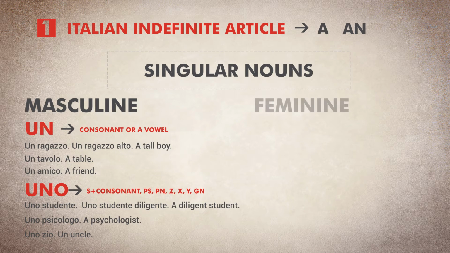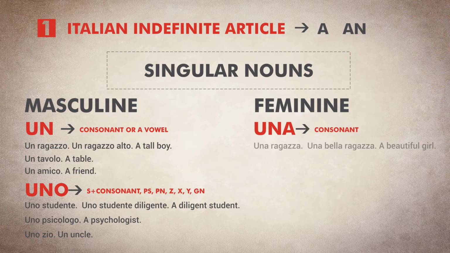Now, the feminine gender. The rules are: number 1. Una, if a noun begins with a consonant. For example, una ragazza, a girl. Una bella ragazza, a beautiful girl. Una casa, a house. Una borsa, a bag.